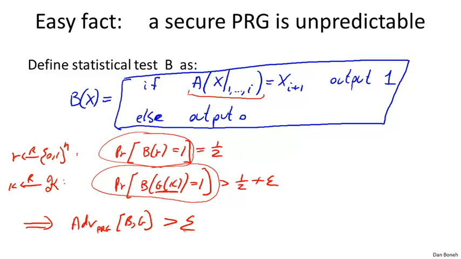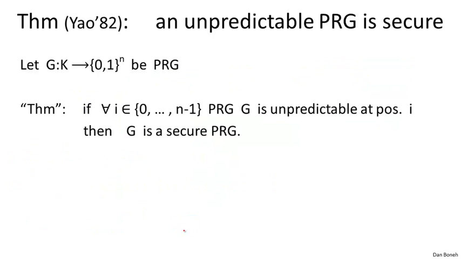Okay, so far what we've seen is that if the generator is secure, necessarily it's impossible to predict the i plus first bit given the first i bits. Now, there's a very elegant and remarkable theorem due to Yao back in 1982 that shows that in fact the converse is also true. In other words, if I give you a generator that's unpredictable, so you cannot predict the i plus first bit from the first i bits, and that's true for all i, that generator in fact is secure. Okay, so let me state the theorem a little bit more precisely.